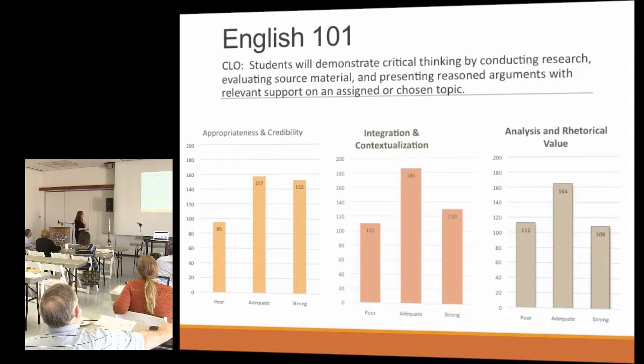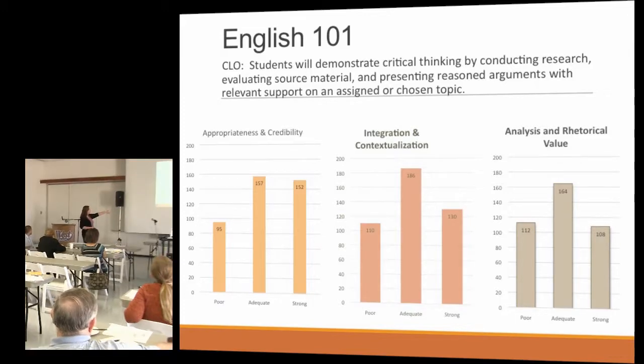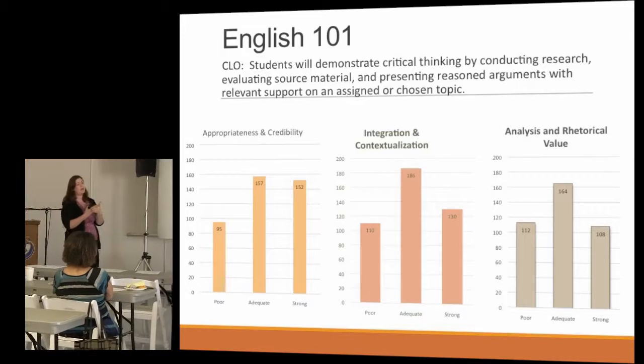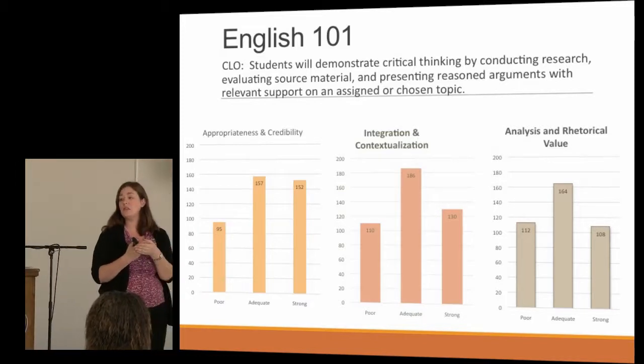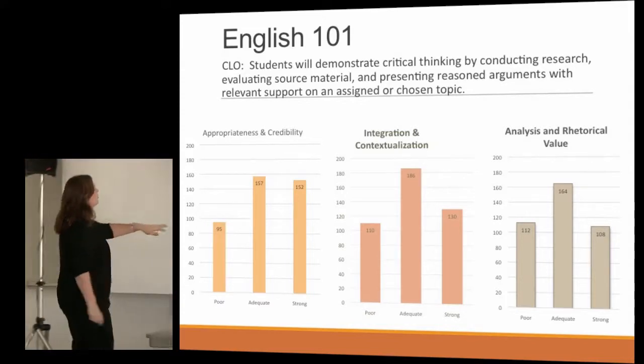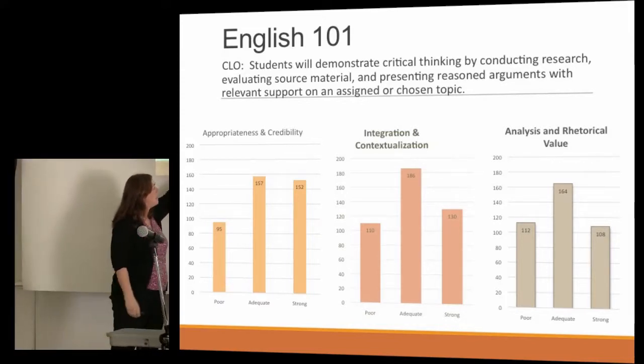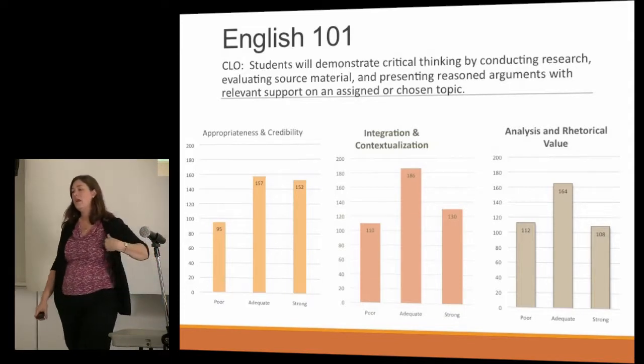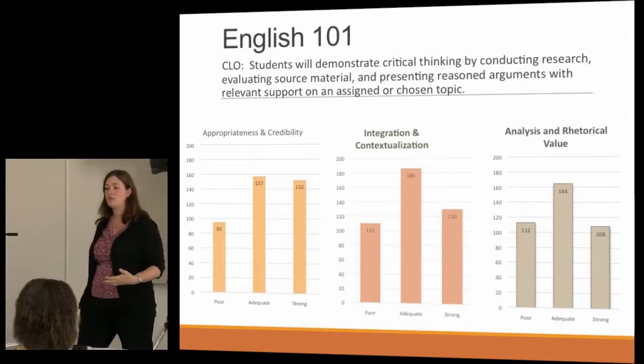So I'll go back to this one briefly. This was an English 101 assessment, and what they did was they had a rubric. They were looking at the research essay, and their rubric looked at appropriateness and credibility, integration and contextualization, and analysis and rhetorical value. What they had instructors do was report holistically how many students in my class were poor in this area, how many were adequate, and how many were strong. Admittedly, they only got about 10 instructors to participate.